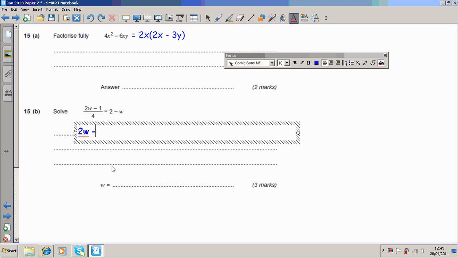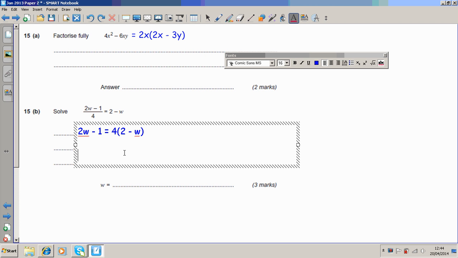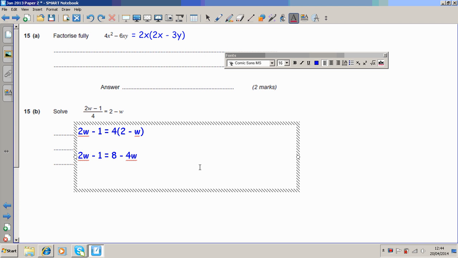So, times on the left side by 4, you just get 2w minus 1, because you've divided by 4, so times by 4 is just going to get rid of that. And then this times by 4 is going to give you 4 out of that there. So now I'm going to expand this bracket that I've just written down, so 8 minus 4w is there. Now you could go straight to this line here, 2 times 4 is 8 and w times 4 is 4w.